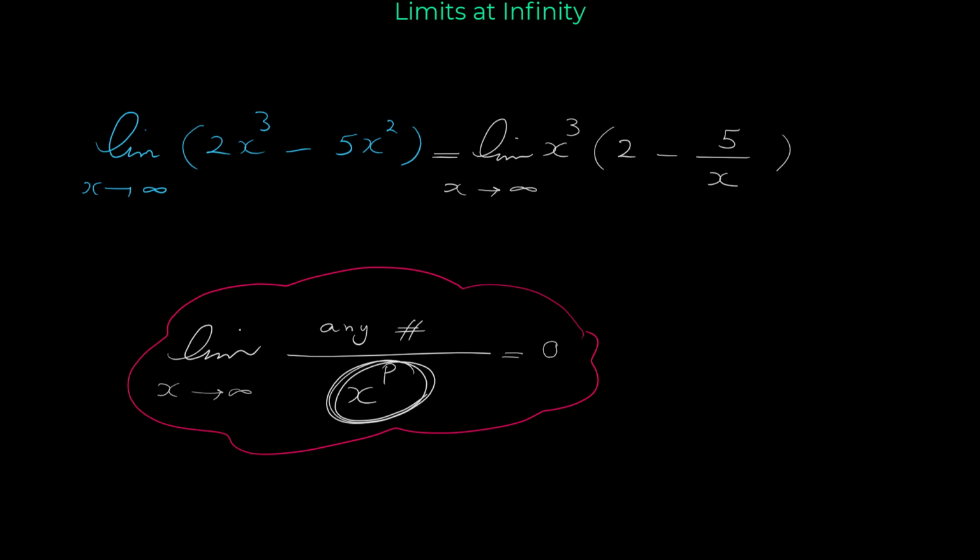Then we have this. Now by looking at the bracket, the limit of 5 over x when x approaches infinity, based on this rule, is 0. So the bracket is 2 minus 0 when x approaches infinity. So the limit of the bracket is 2. But here we have x to the 3 which goes to infinity. So the limit equals infinity. Because this is infinity, times 2 is also infinity. So the limit of this expression when x goes to infinity is infinity.